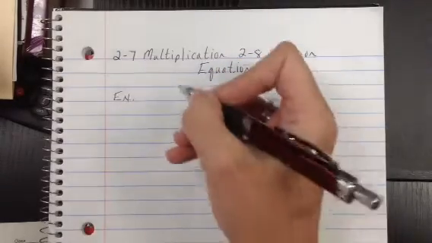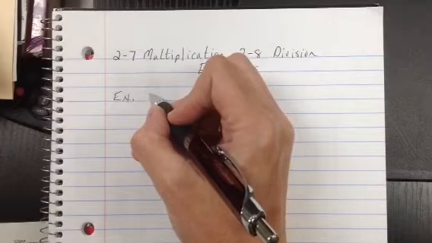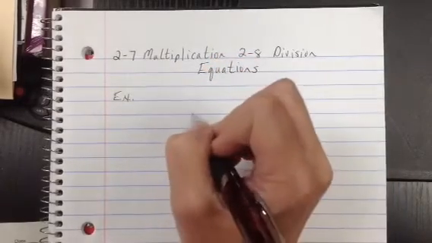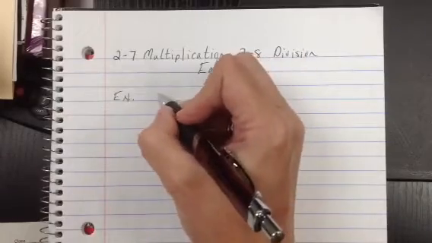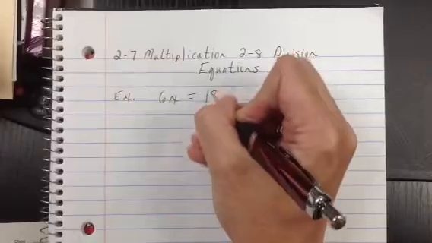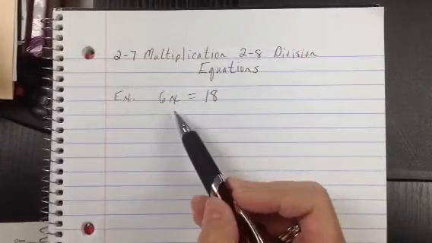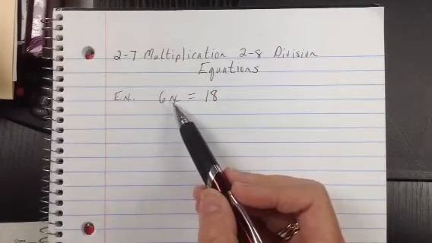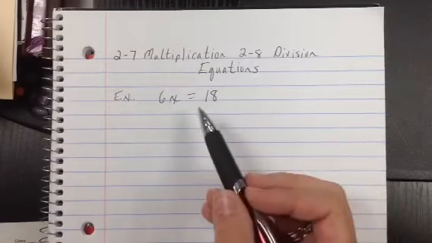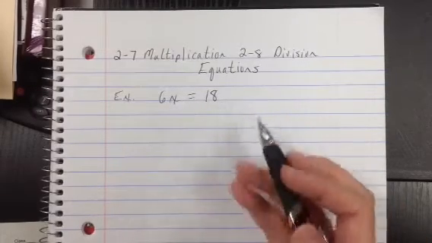Okay, so inverse operations again. The inverse of multiplication was division, and the inverse of division was multiplication. So an example question might look something like this: 6x equals 18. So the operation that is happening here is 6 times x is equal to 18. And yep, we know the answer is 3, but how can we show it to solve it?